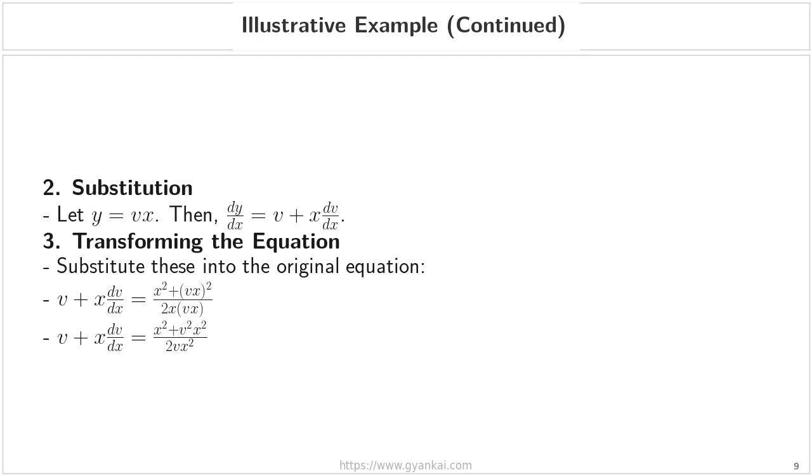In the denominator, we replace the y with v times x, giving us 2x times v times x. If you look closely at the denominator, you'll see we have two x's being multiplied, which simplifies to 2vx squared. Now, if we expand that squared term in the numerator, we get x squared plus v squared times x squared. We are now in a much better position to simplify the equation, which is exactly what we will see on the next slide.